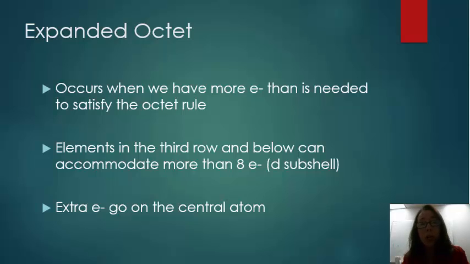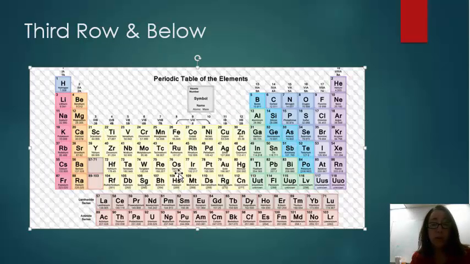Now as we're drawing the Lewis dot structure, any extra electrons are going to go on the central atom. So if we take a look at the periodic table, we see this is the third row here, first, second, third. So we're mostly going to be focusing on nonmetals as we look at Lewis dot structures, because we're going to be looking at sharing electrons, and that typically happens with nonmetals. So here's our third row, and any element third row or below can accommodate more than 8.